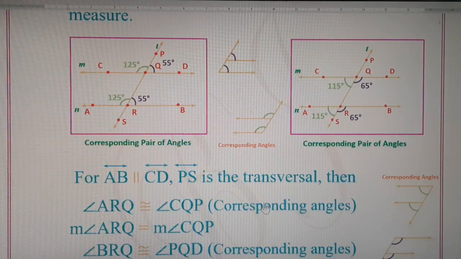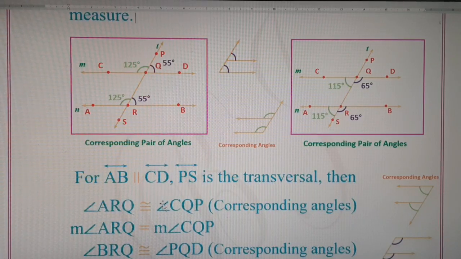And we have to remember, for parallel lines and their transversal, corresponding angles are congruent angles. That means they are of equal measure. So if angle ARQ is congruent to angle CQP, we can say measure angle ARQ is equal to measure angle CQP. These two angles are corresponding angles and they are congruent as the lines are parallel and they are intersected by the transversal. So if corresponding angles are congruent, then we can say the lines are parallel. And congruent angles are always of equal measure. So we can say measure angle ARQ is equal to measure angle CQP.